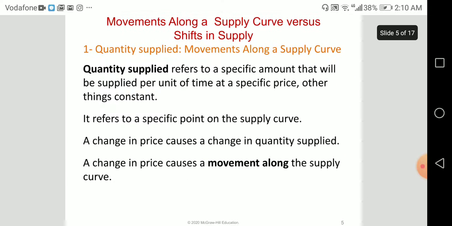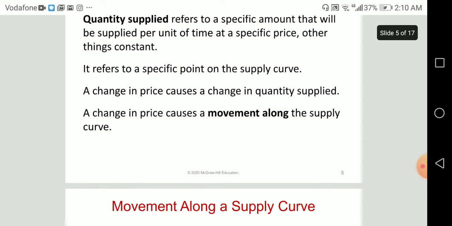We said that the quantity supplied refers to a specific amount that will be supplied per unit of time at a specific price, with other things constant. It refers to a specific point on the supply curve, as we said. A change in price causes a change in quantity supplied, and it's now very obvious. A change in price causes movement along the supply curve.